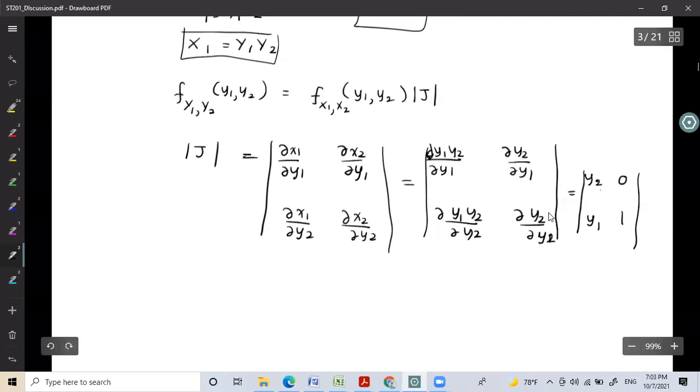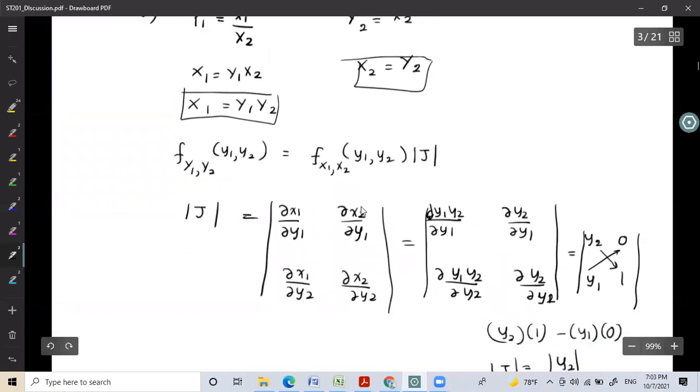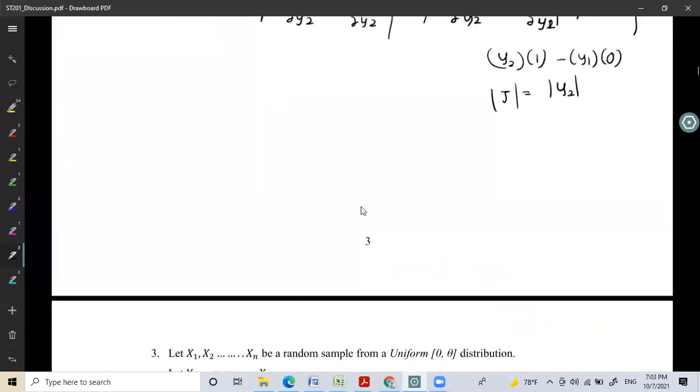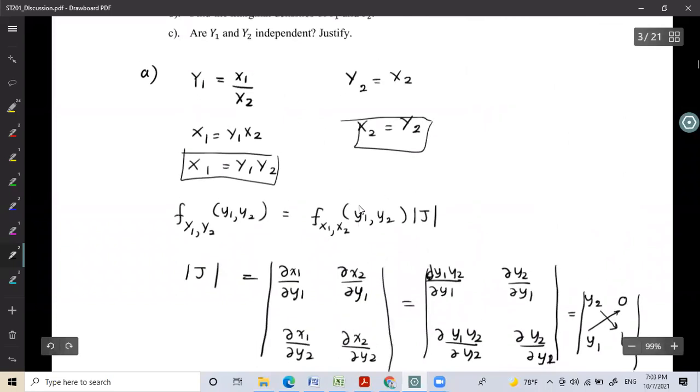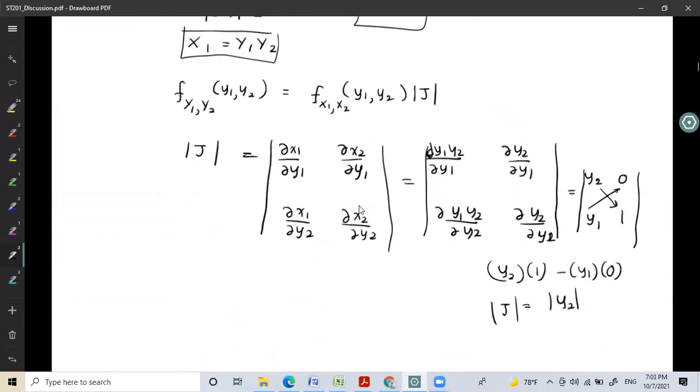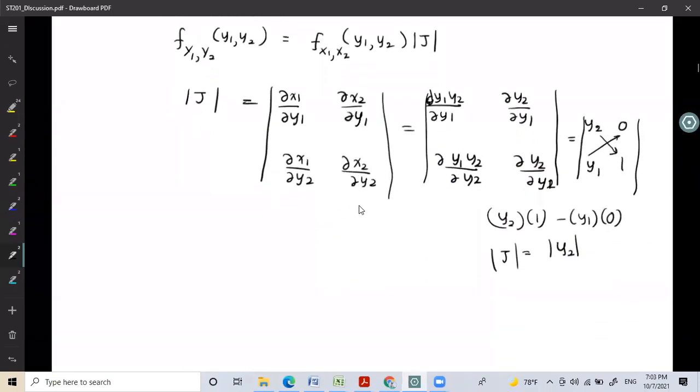And how do you find the determinant? You cross multiply: Y2 times 1 minus Y1 times 0, so this is 0. You'll end up with Y2 as the Jacobian. Okay, so the Jacobian is Y2. Now let's apply it to the PDF. So do you have enough space to do everything? It seems like not. Anyway, we'll try.